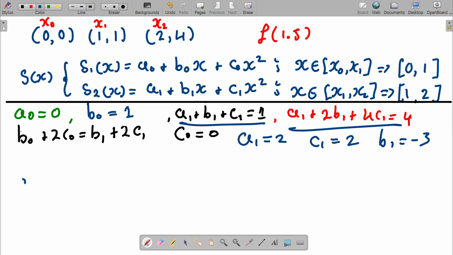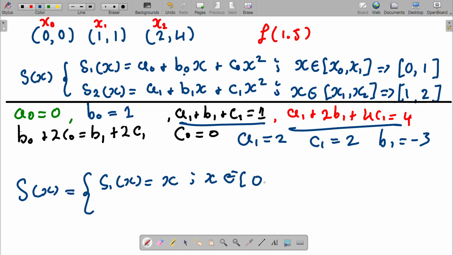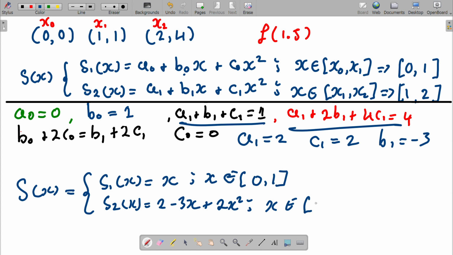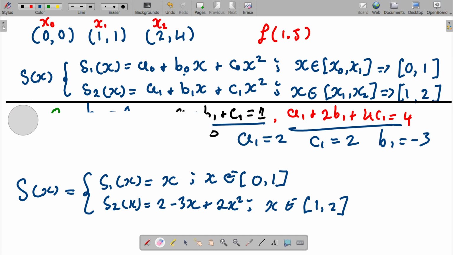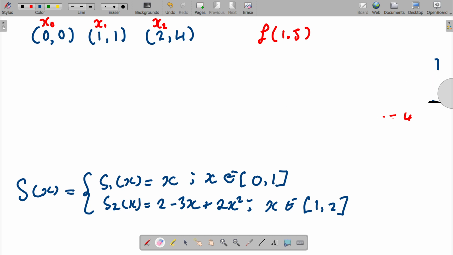So it simply means for these equations, S of x is going to be, for this part, S sub 1 of x is equal to, your A naught is 0, your B naught is 1, your C naught is also 0. So this is just going to be equal to x, and this is for x in the interval 0, 1. Then your S sub 2 of x will be equal to, your A sub 1 is 2, your B sub 1 is negative 3, so that will be negative 3x, plus your C sub 1 is also 2, so you have 2x squared, and that is in the interval 1, 2. So those are the quadratic splines here that we are going to use.